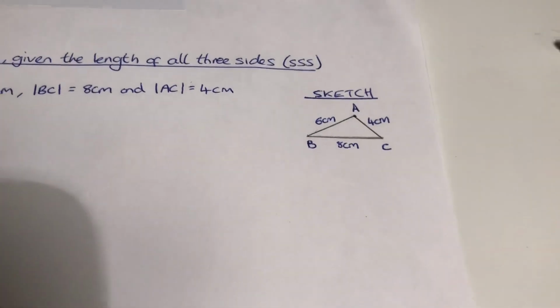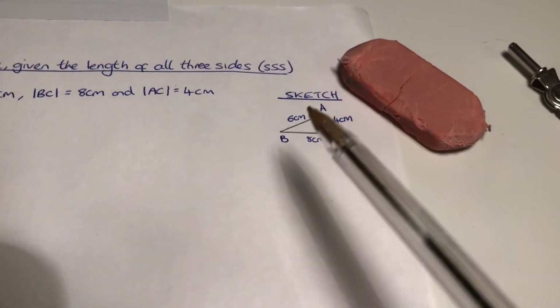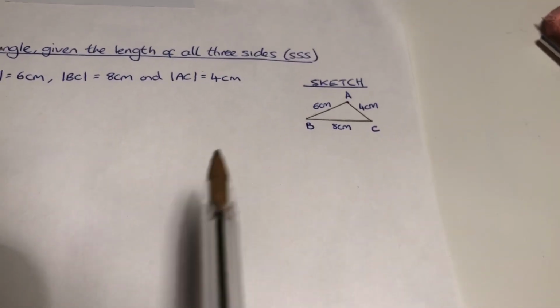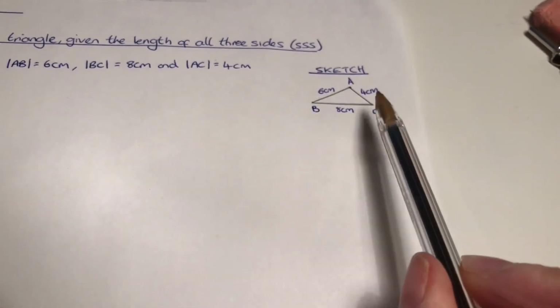Again, I haven't used any measurements. As you can see, this is quite small if you put it beside my rubber. So it's certainly not any accurate measurements there. But it has really helped me to know that I'm going to have BC first and which sides then are going to measure 6 and 4.